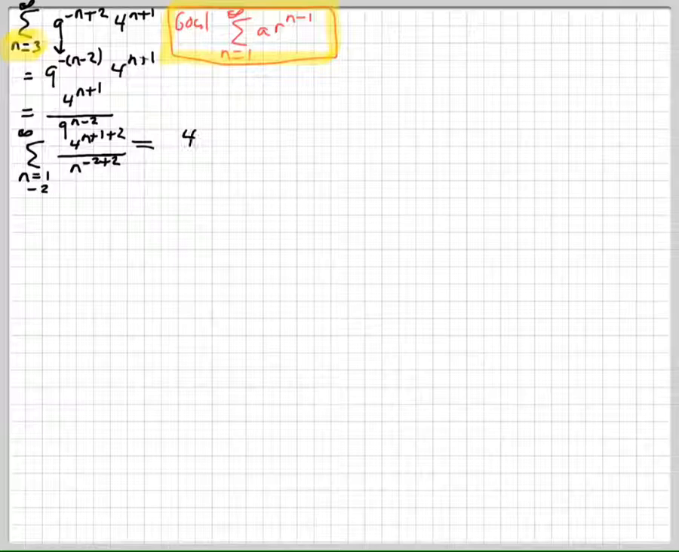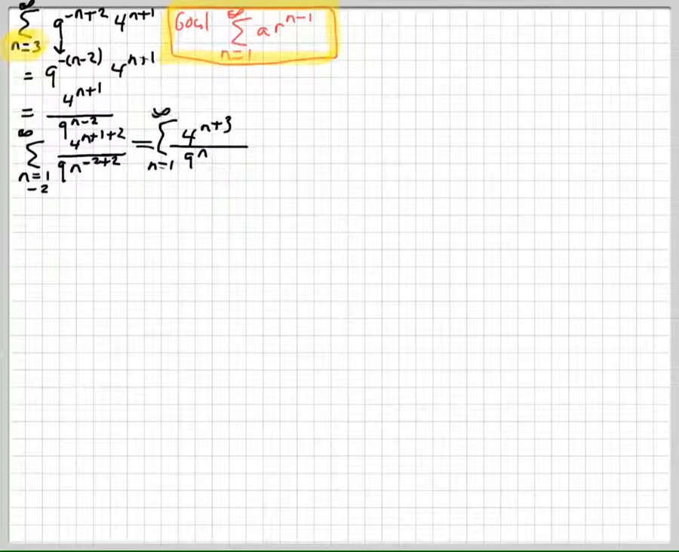We have 4 to the n plus 3. And then on the denominator, I forgot my 9, didn't I? We have 9 to the nth power. Okay, so now we have our index set at n equals 1 to infinity, and we subtracted 2 to get to this index value here, and by doing that we added 2 to the terms up here.